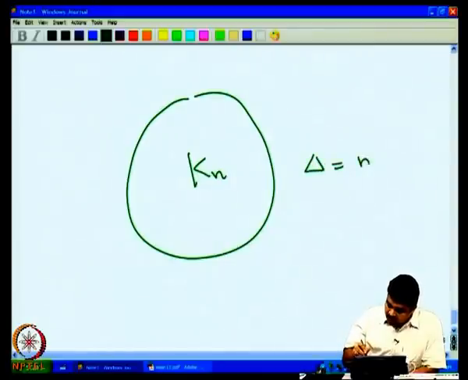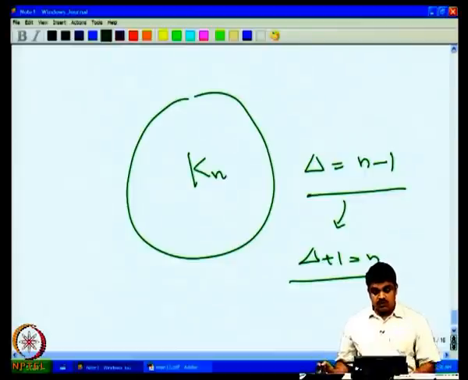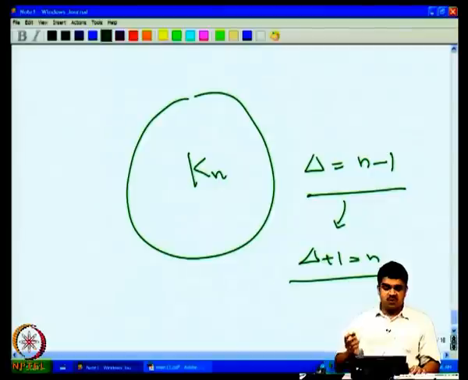Delta equal to n minus 1. So now how many colors are required? Delta plus 1 colors are required, which is equal to n colors. So you cannot avoid the situation here, because however you try, you will end up using delta plus 1 colors, right. So there are situations where you need delta plus 1 colors. Can you quickly think of another example where delta plus 1 colors are required?